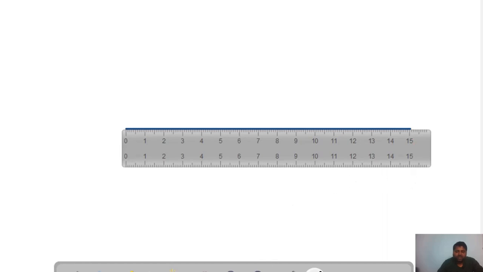Now we denote the points on this line. This is 0, this is 1, this is 2, 3 and so on, 4, 5, 6, 7, 8 and so on.